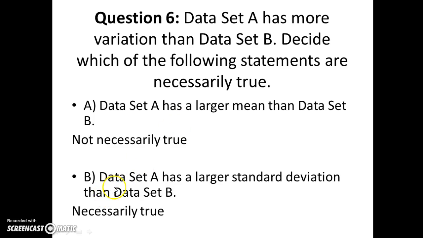What about B? Dataset A has a larger standard deviation than dataset B. Yes, this is necessarily true. Why? Because variation gives the information about how much the data is spread, and that is actually what standard deviation measures. So if the data has a larger standard deviation, it's more spread. So that's why we say that the second option is necessarily true.